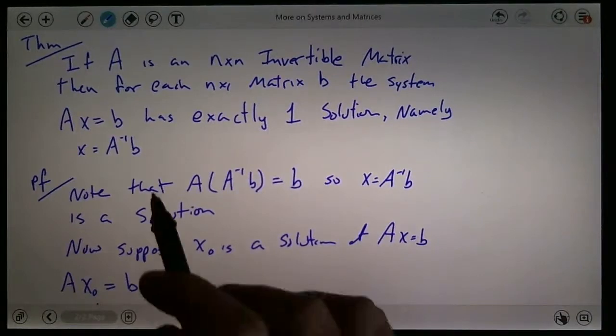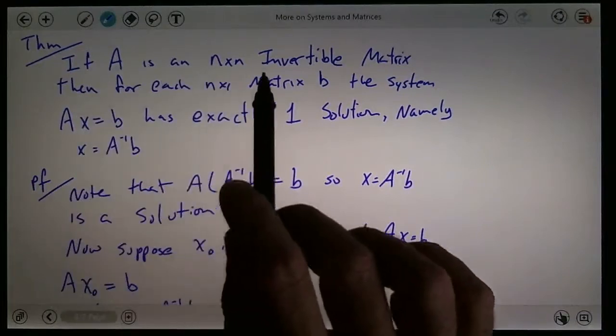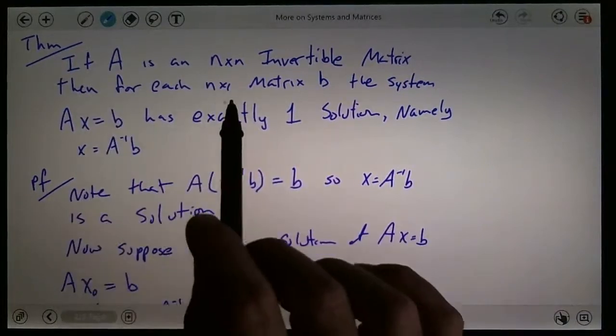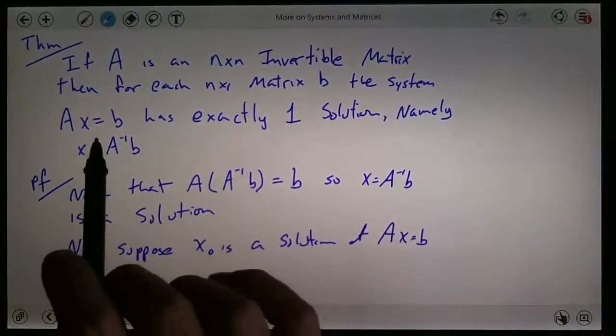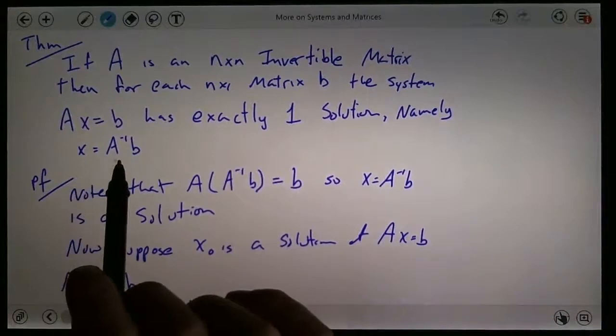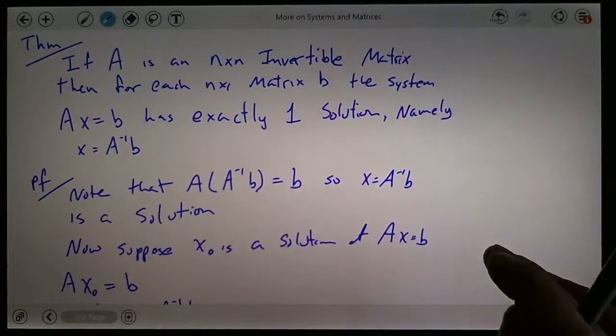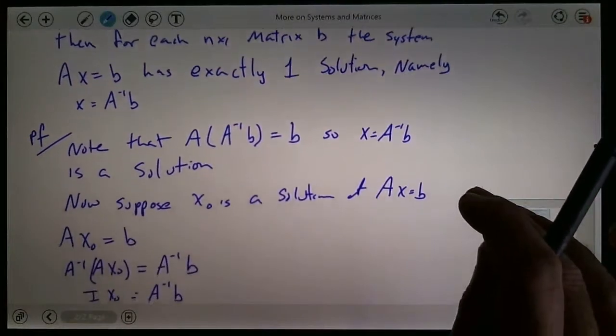So here we go. This is a theorem. If A is an n by n invertible matrix, then for each n by 1 matrix B, the system AX equals B has exactly one solution, namely X equals A inverse B. Again, this is something you probably don't find too surprising. This is the way it should be.